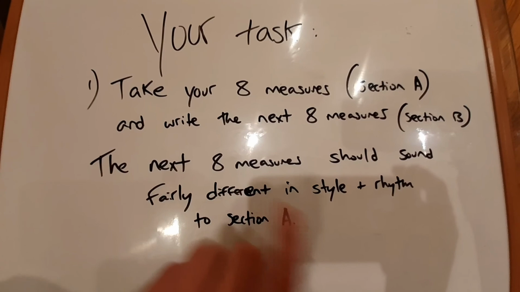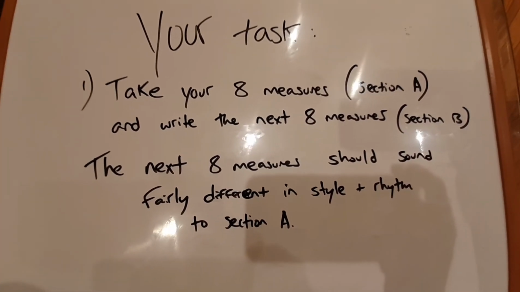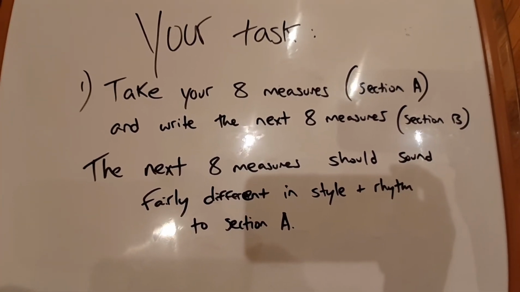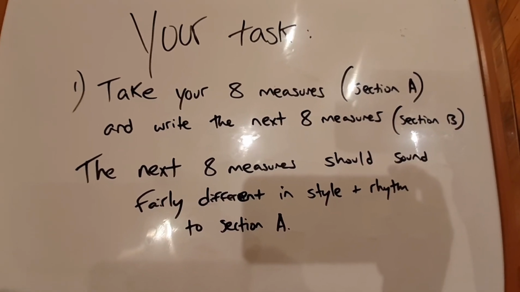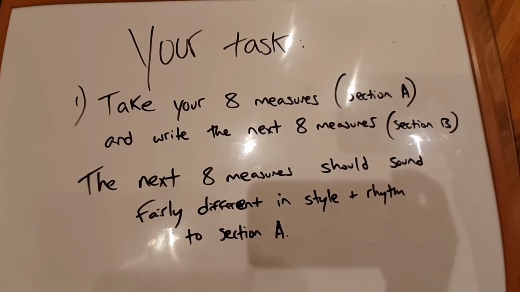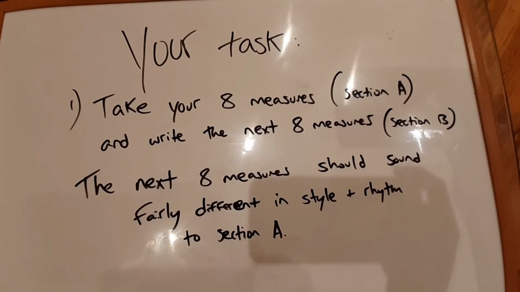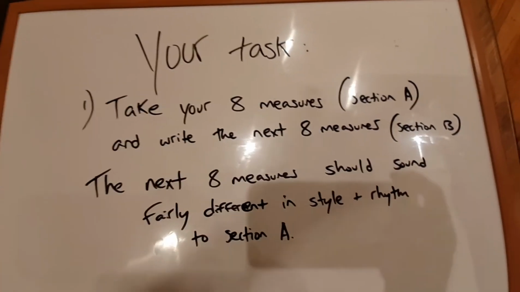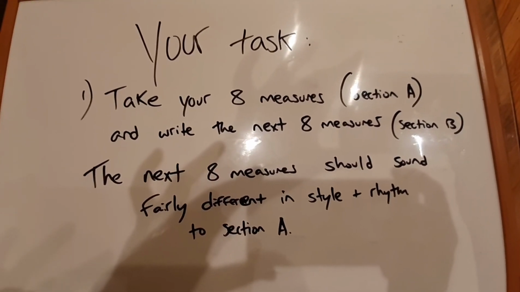The next 8 measures should sound fairly different in style and rhythm to section A. You want the audience, when they're hearing it, to sort of think, oh yeah, this sounds a little bit different. That's important. Okay, so take all the things that we talked about in the last 9.5 steps, and you'll be golden. Good luck.